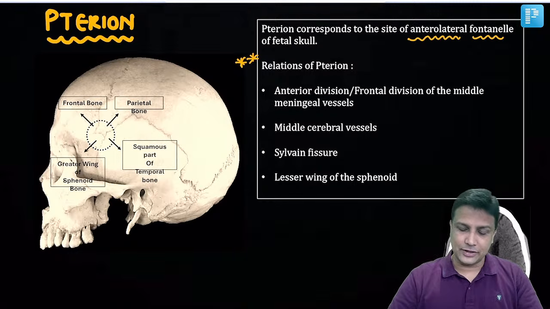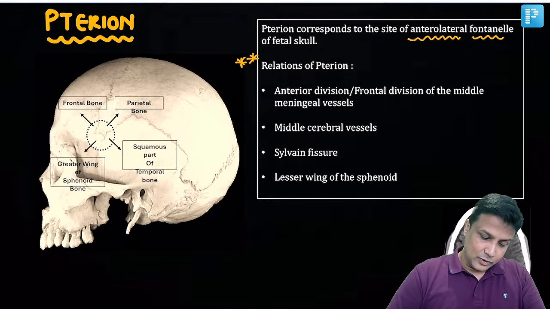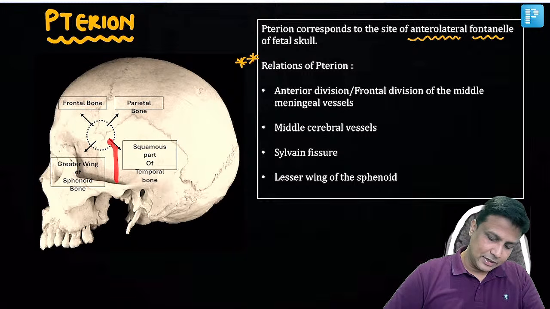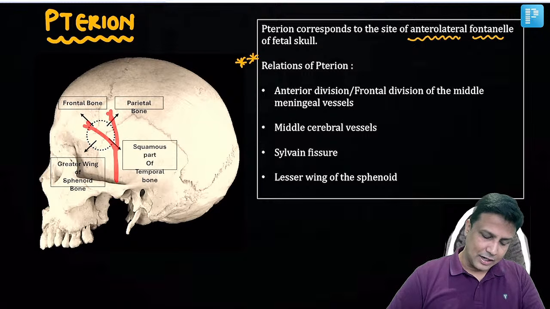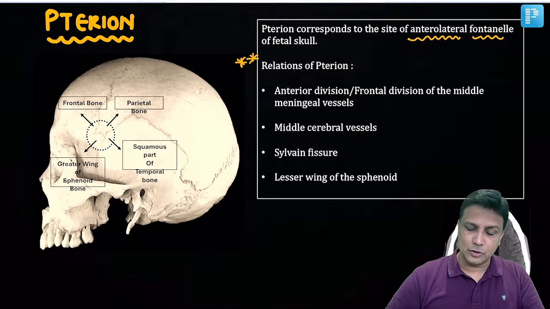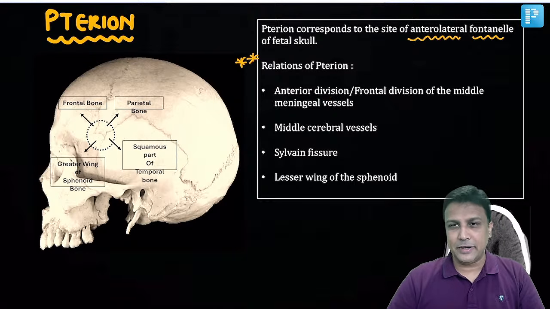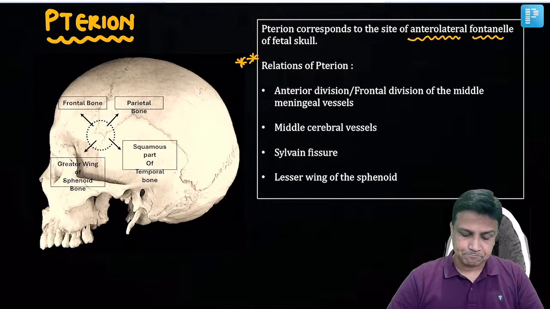What are the deep relations of the pterion? Now here what is going to happen? Number one, the middle meningeal artery will enter inside and then there will be an anterior division passing from here. There will be two divisions of that one. So the anterior division, which is also referred to as the frontal division of the middle meningeal artery, passes from here.